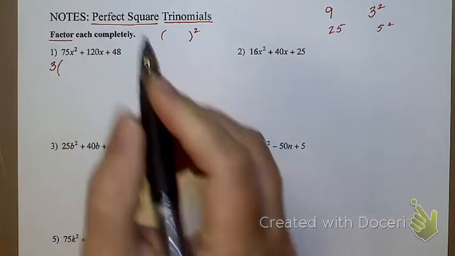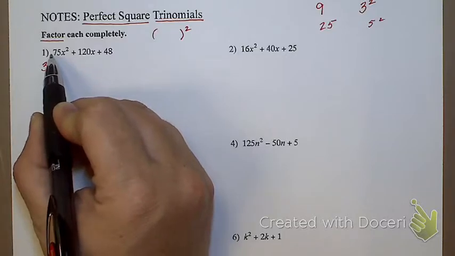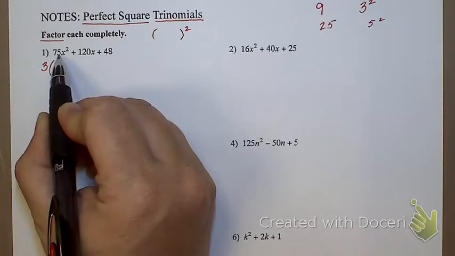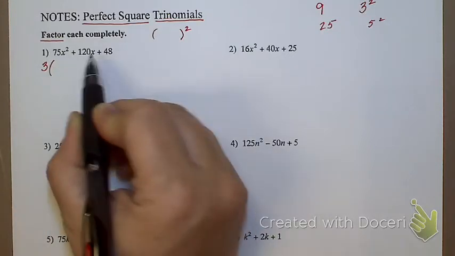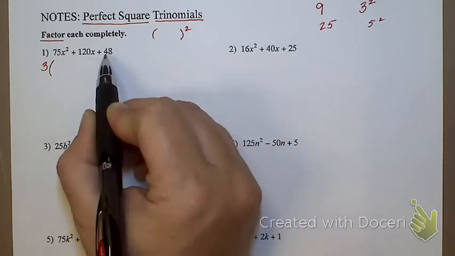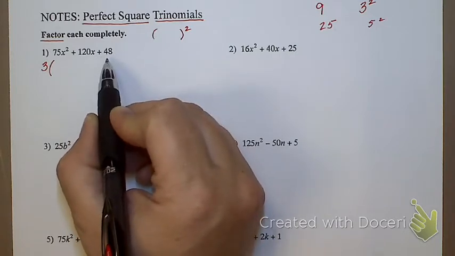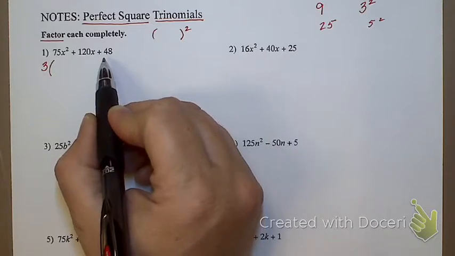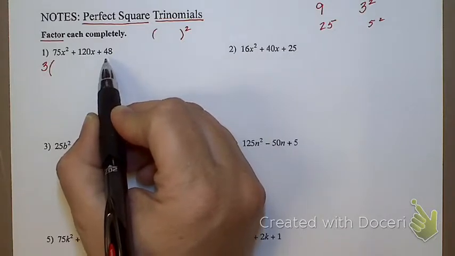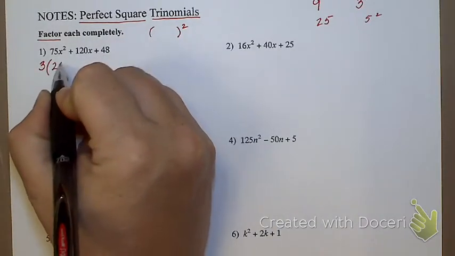What's 7 plus 5? 7 plus 5 is 12. That's divisible by 3, so 75 is divisible by 3. What's 1 plus 2 plus 0? 3. That's divisible by 3, so 120 is divisible by 3. What's 4 plus 8? That's divisible by 3, so 48 is divisible by 3. That's your rule for 3s. If you add up the digits and you get something divisible by 3, then the original number is divisible by 3 also. That's just the 3 rule.